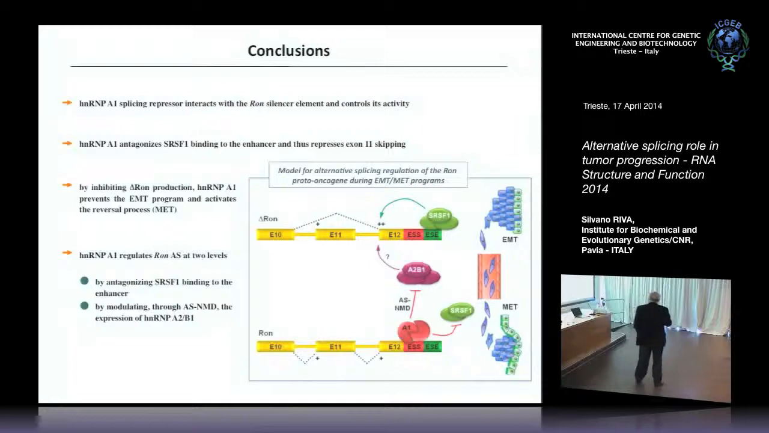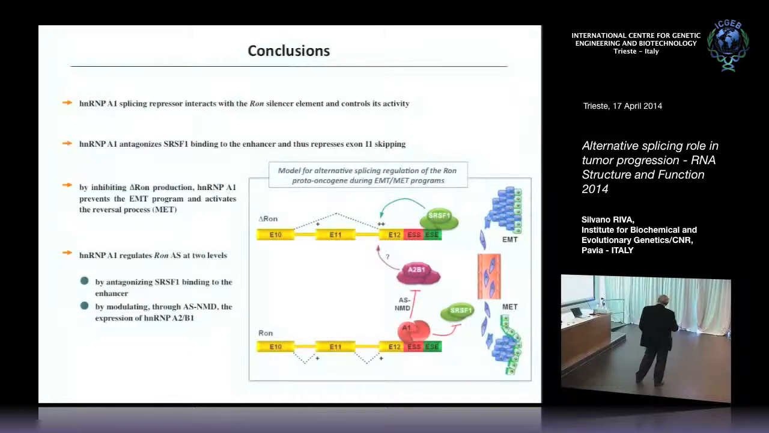Okay, conclusions. HNRNPA1 is a splicing repressor that interacts with the RON silencer and controls its activity. It also interacts with this other protein. So it modulates this other protein through AS-NMD. And this is the overall model of control of delta-RON production.